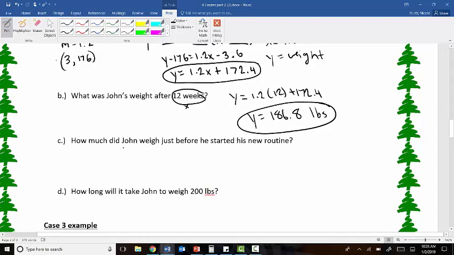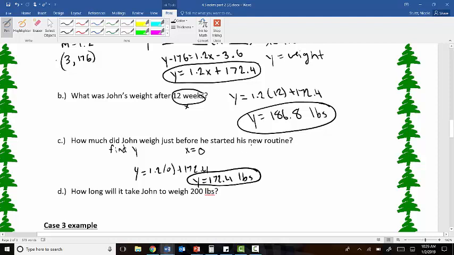Letter C says, how much did John weigh just before he started his new routine? So it looks like we are finding weight, so weight is Y. If you're finding Y, that means I must have given you X, but you don't see a number, so you could use 0 for X. Okay, when in doubt, 0 is your way out. So if I put 0 in for X, I'm going to get 172.4. And of course, that's in terms of pounds. So at 0 weeks, or his starting out is 172.4.